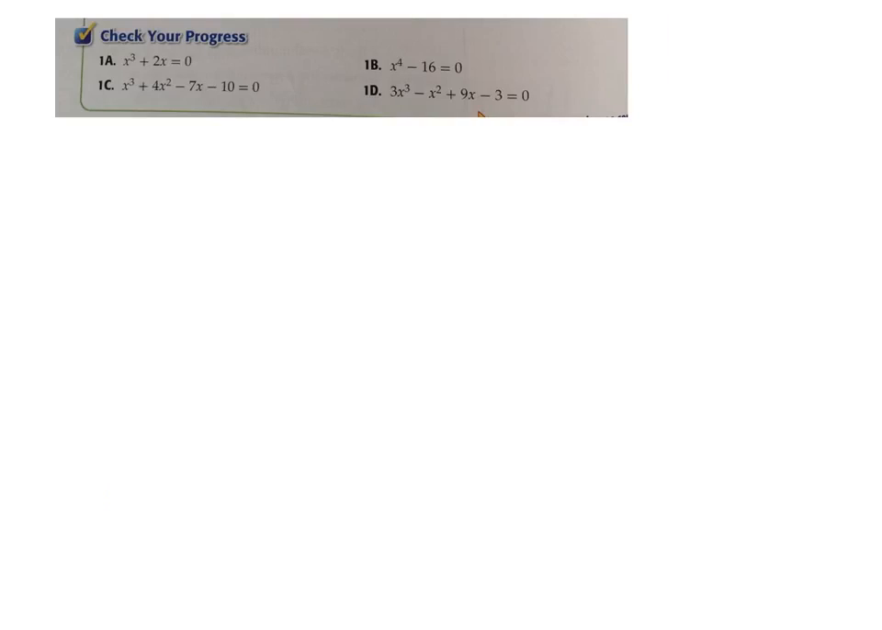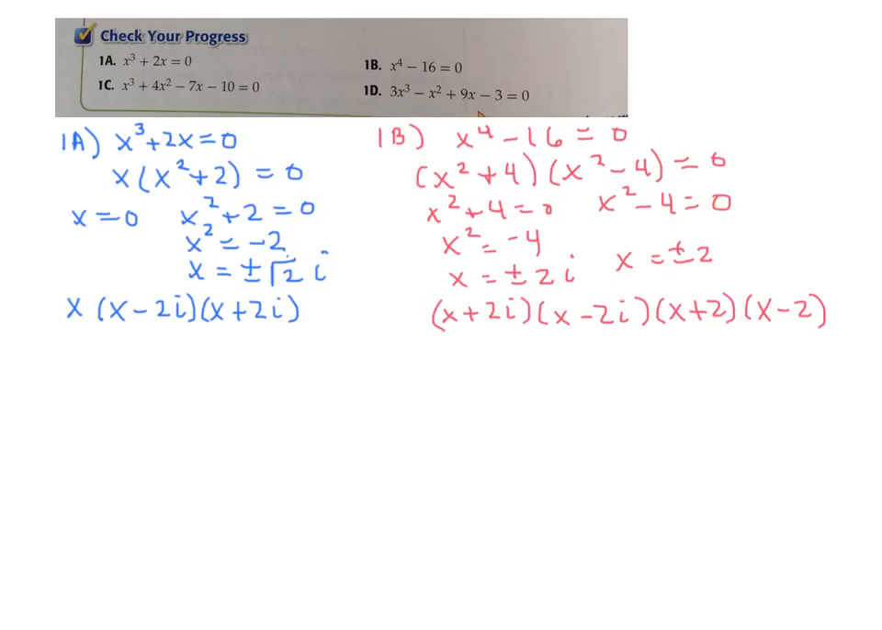These are the check your progress problems for section 1. Notice that 1C can only be solved through graphing. The rest can be factored. Pause the video and then I will explain the answers. If you look at the answers and you know them, you'll be able just to skip my explanation, but if you want explanation, you can listen to it. So pause and work. Here are the answers to 1A and 1B.